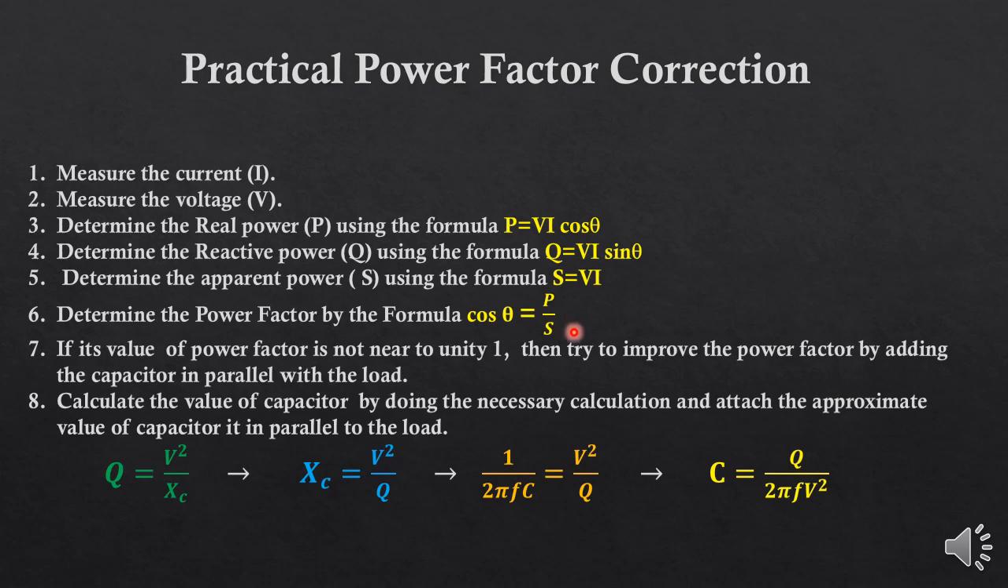If the value of the power factor is not near to unity or 1, then you have to try to improve the power factor by adding a capacitor in parallel with the load. You can find the value of capacitor using this formula. Here Q is the reactive power, V is the load voltage, X is the impedance of the capacitor. By simplifying this equation, you can have this formula, which is C equal to Q over 2 pi f V square. You can find the value of C by using this formula, and you have to place the capacitor of this value in parallel with the load for the power factor correction.